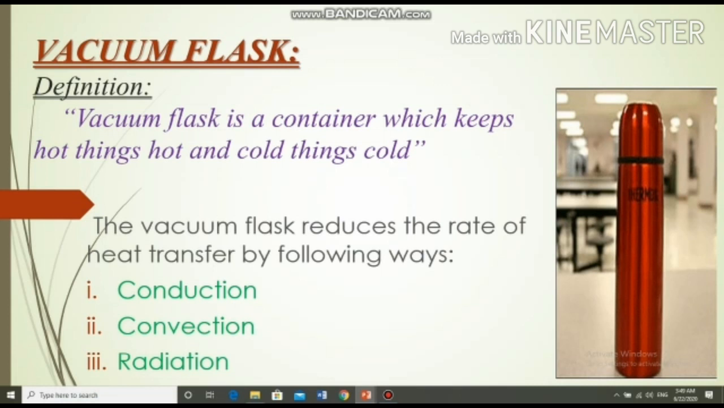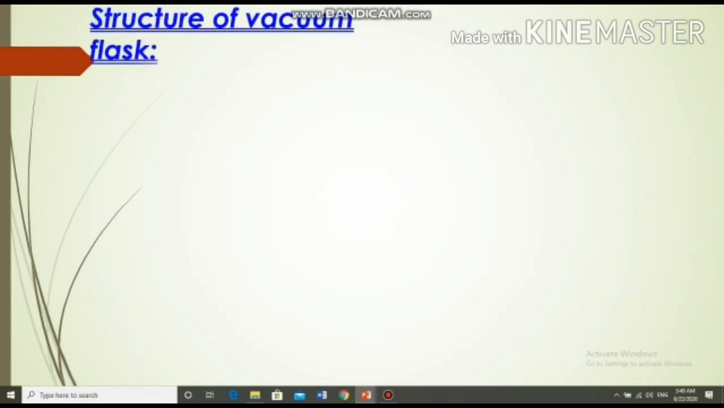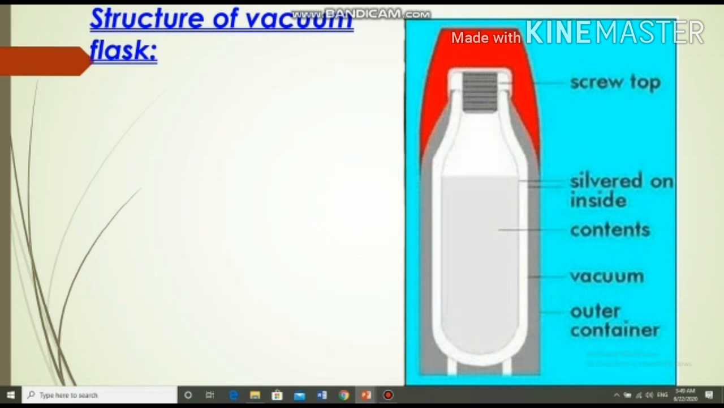For the understanding of the mechanism, we should know what the basic structure of this vacuum flask is, which helps in the reduction of heat transfer. So we will discuss the structure of the vacuum flask first. The internal structure of the vacuum flask is given in the picture.